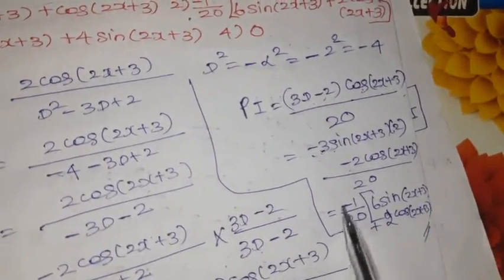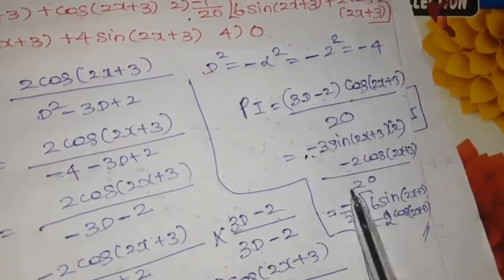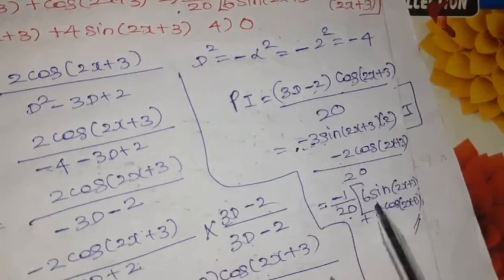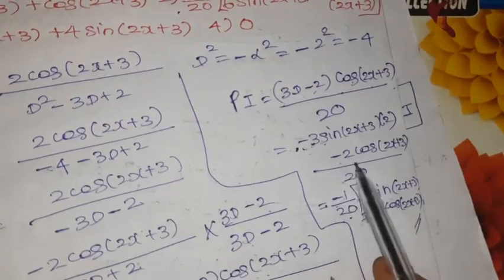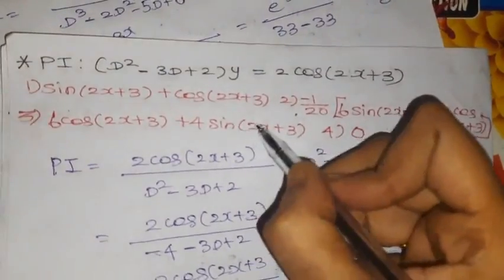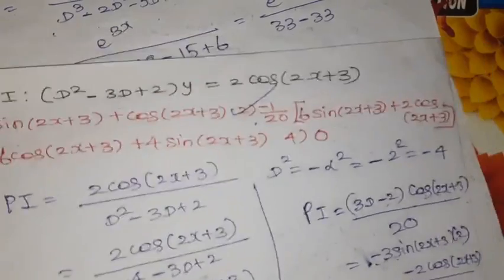So this is the particular integral, minus 1 by 20. I'm just taking minus outside in the numerator and 20 in the denominator. So what is remaining? 3 into 2, 6 sin 2x plus 3 plus 2 cos 2x plus 3. So option 2 is the right option. Minus 1 by 20 into this term.